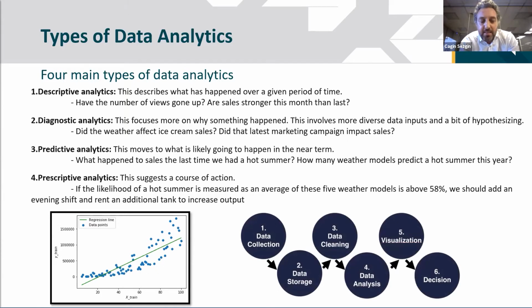Besides the types, we have 6 main steps, let's say. Now we are talking about steps. To talk about data analytics, basically what we have to do is collect data, of course. We have to gather data. And data storage is the 2nd step. Storing the data, cleaning the data.